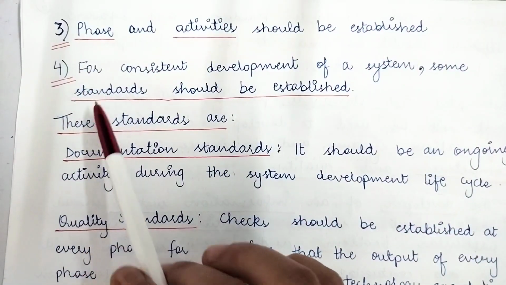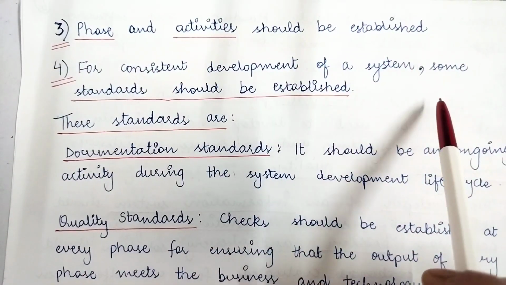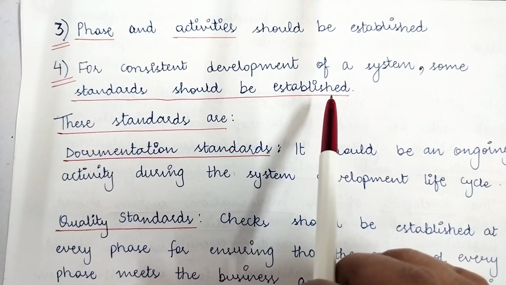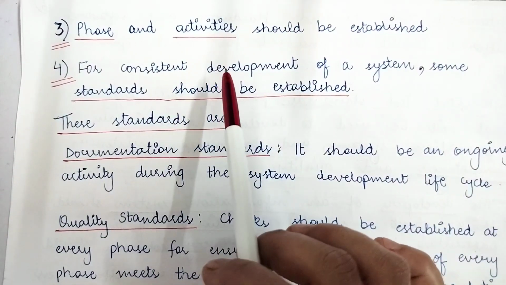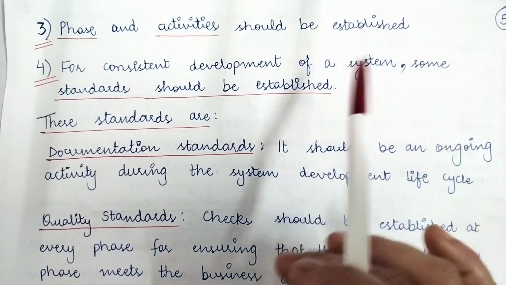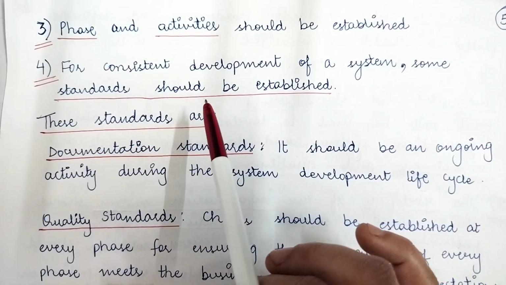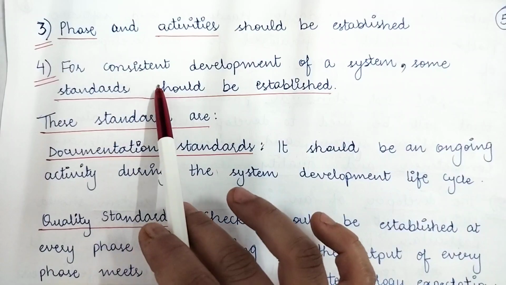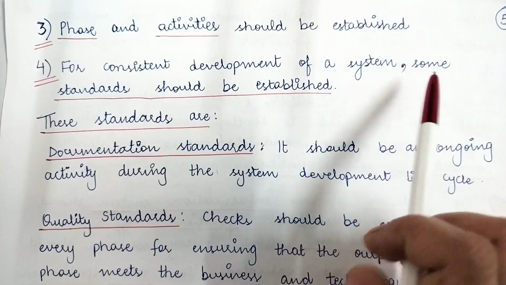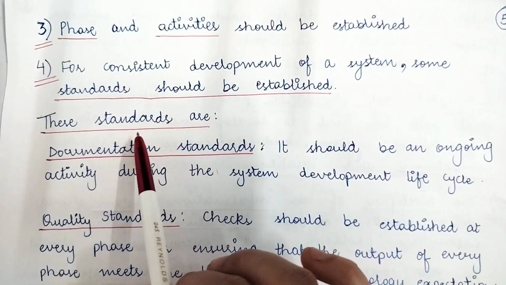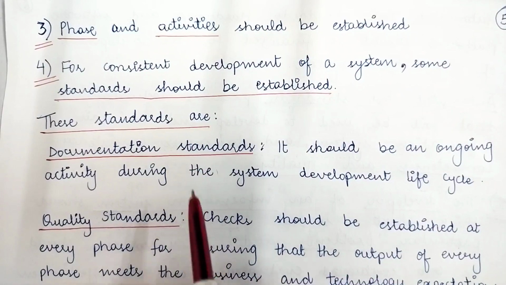The fourth rule says, for consistent development of a system, some standards should be established. Obviously, it is always desirable in a system that it should be consistent. Consistent means it is the same throughout. So for the consistent development of a system, some standards should be established. Now these standards are, the first is your documentation standard.